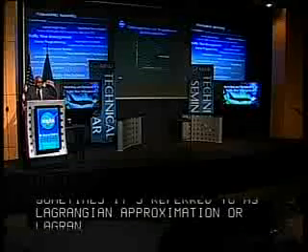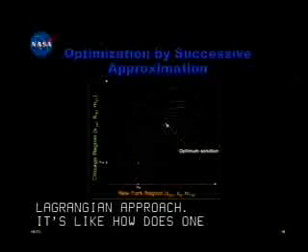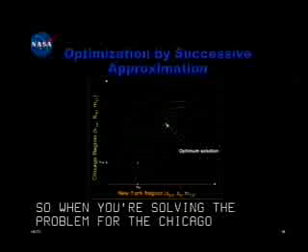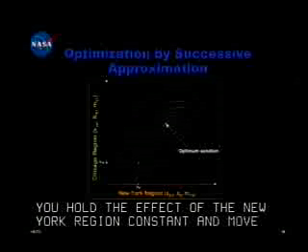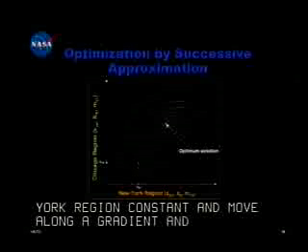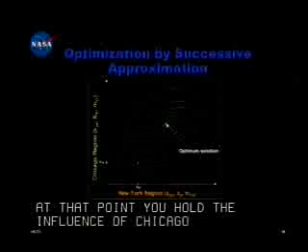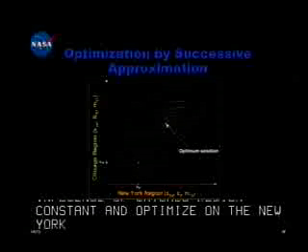So when you're solving the problem for the Chicago region, you hold the effect of the New York region constant, and you move along the gradient, and you get a local minimum. And at that point, you hold the influence of the Chicago region constant and optimize on the New York region. So by successive optimization, you get to the minimum.